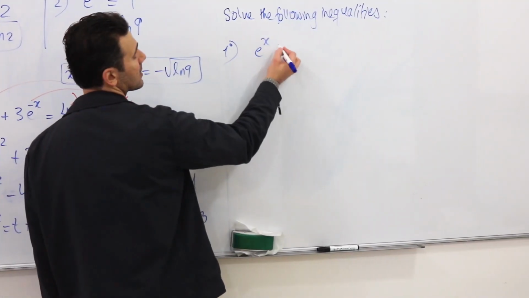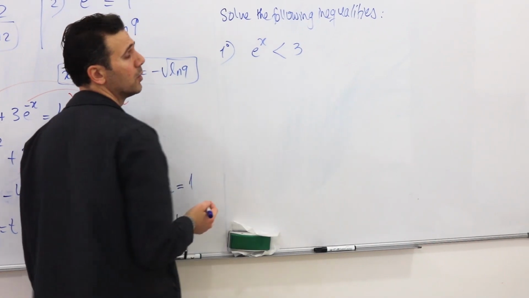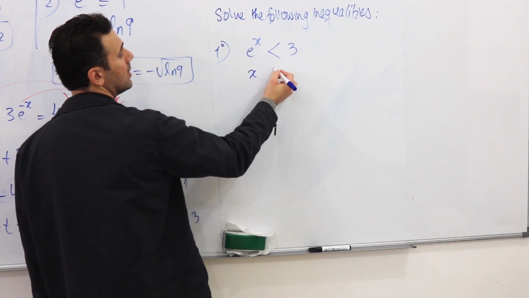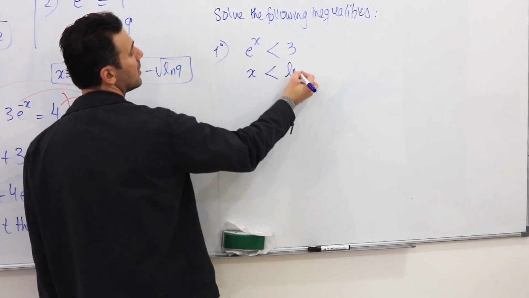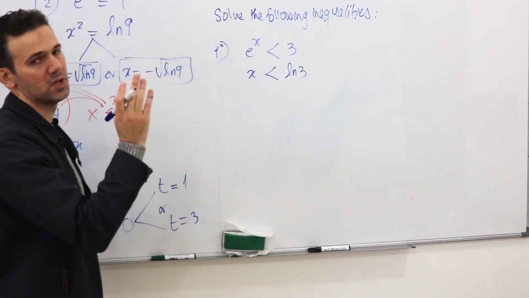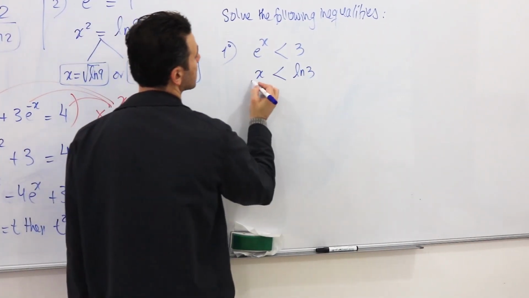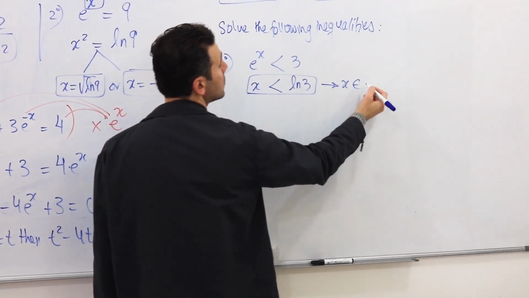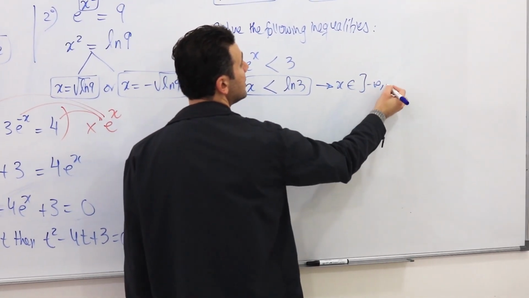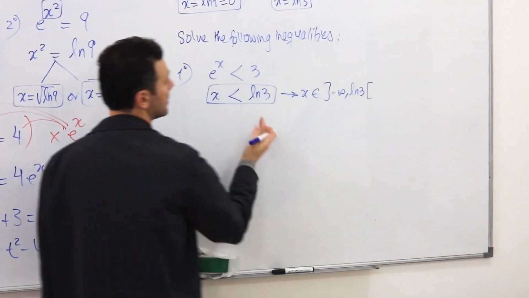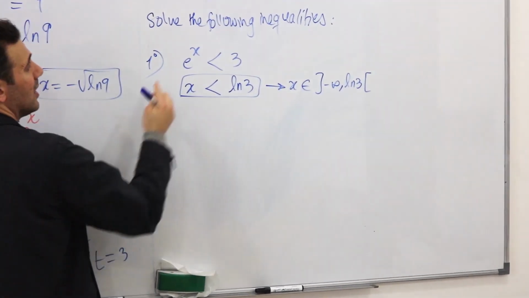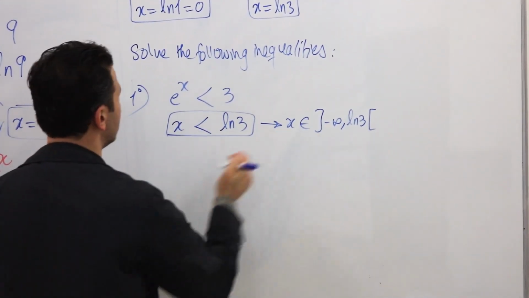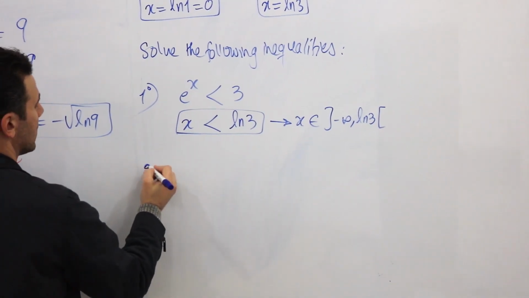Now the inequalities. The first example is e power x less than 3. We want to solve this inequality. As you know, x will be less than ln 3. We deal with it as we deal with equations. This is the solution. This means that x belongs to minus infinity, ln 3 excluded, since x is less than ln 3, and from the beginning we know that x belongs to R. With this condition we get the values of x.